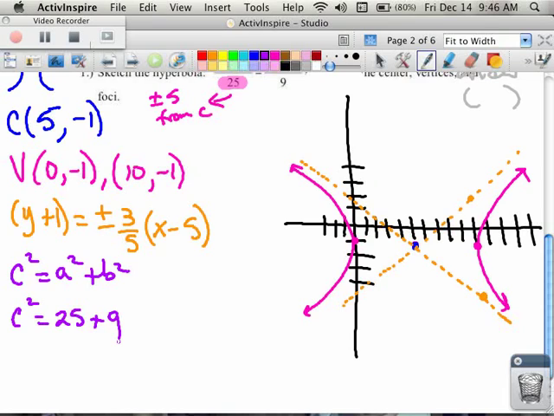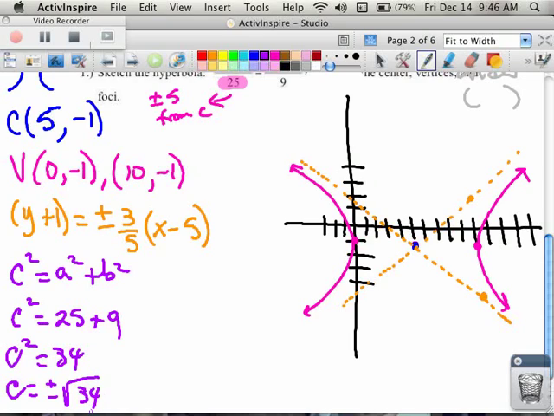I don't really think about a's and b's, to be quite honest, you guys. I think about it in relationship to the equation I'm given. So I know, like when I'm doing my asymptotes, it's always the square root of the y thing over the square root of the x thing. And I always know that whatever comes first is going to be the positive thing. I don't really think about a's and b's. In this case, c squared equals 34, which means, of course, that my c has to be plus or minus the square root of 34.